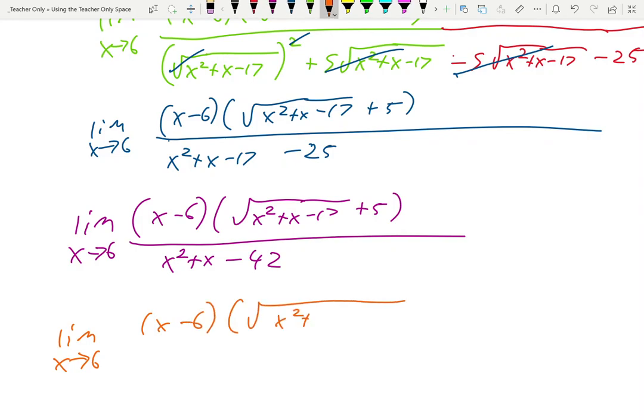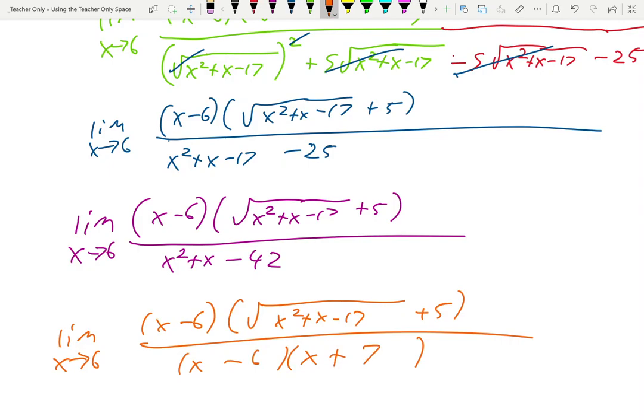This is going to be x squared plus x minus 17 plus 5. Okay, down to the denominator. x, what times what makes negative 42 and adds together to make positive 1? Well, minus 6 plus 7, right? 7 times 6 is 42.